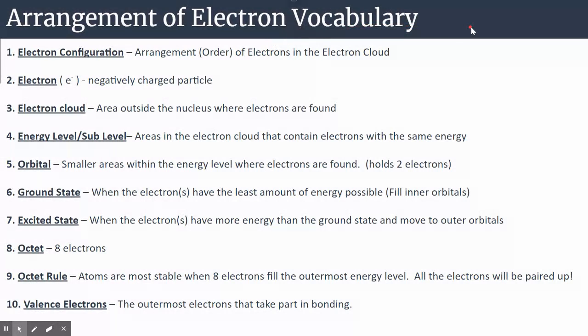So before we did this topic, we talked about the atom, the structure of the atom, and how we find the number of protons, neutrons, and electrons. For today, what we're going to focus on is the electron cloud and how the electrons fill in the electron cloud. So the first word here we have is electron configuration.